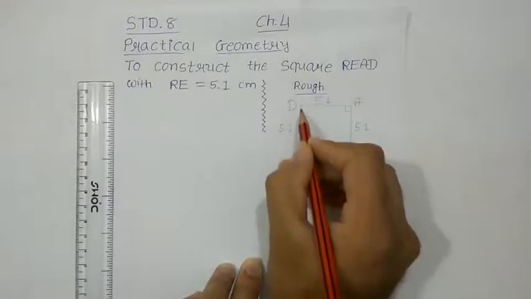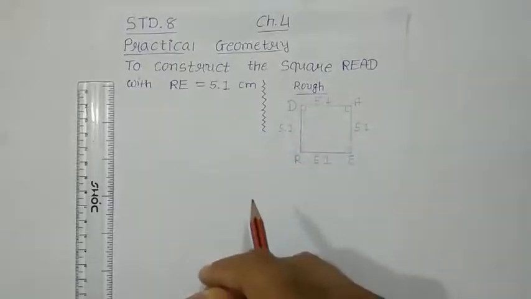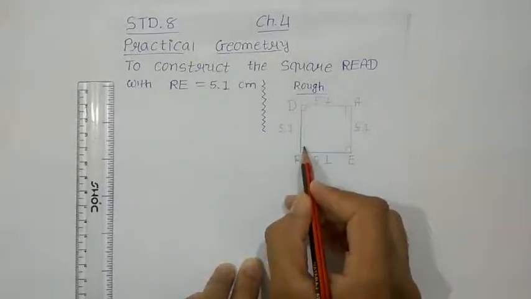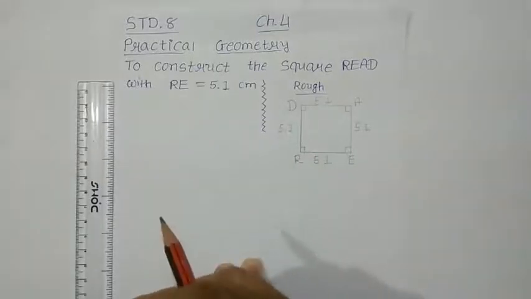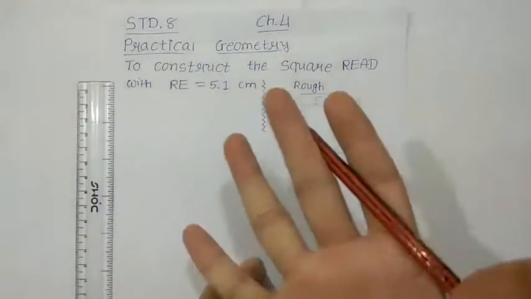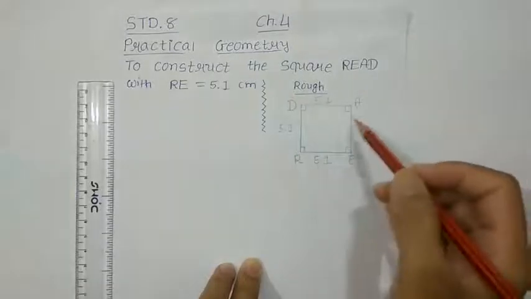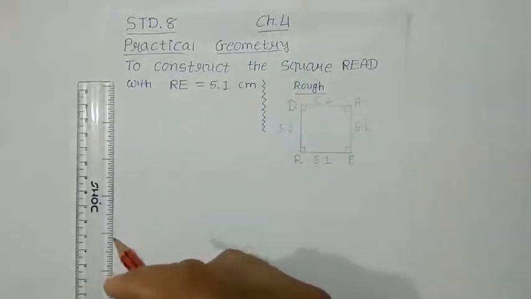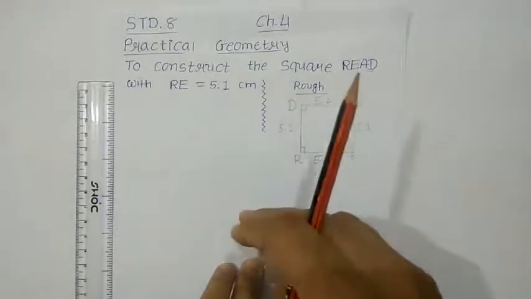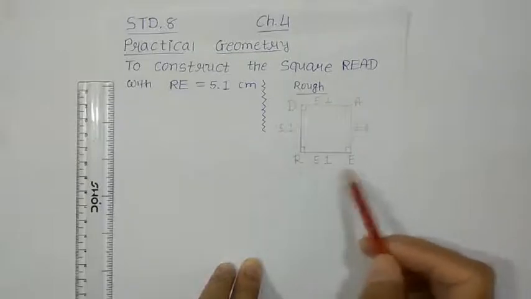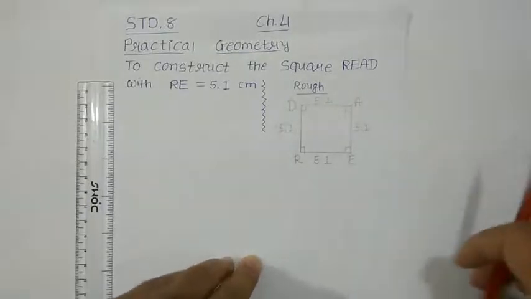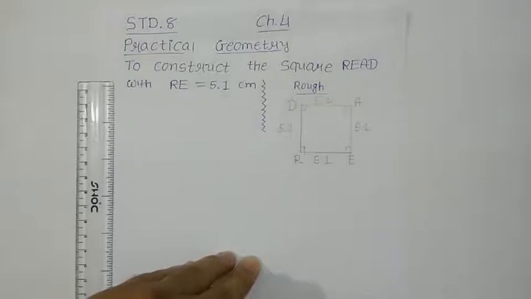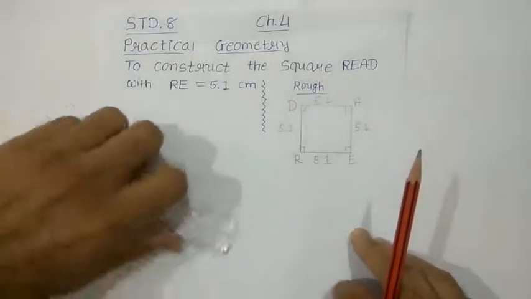And also all the angles are of 90 degrees. That means all the angles are right angles. This is also a property of the square. So see, we required a minimum of 5 measurements, but here we have 8 measurements. So now it will be easy to construct the square. Let us start from the base, that is RE, right?